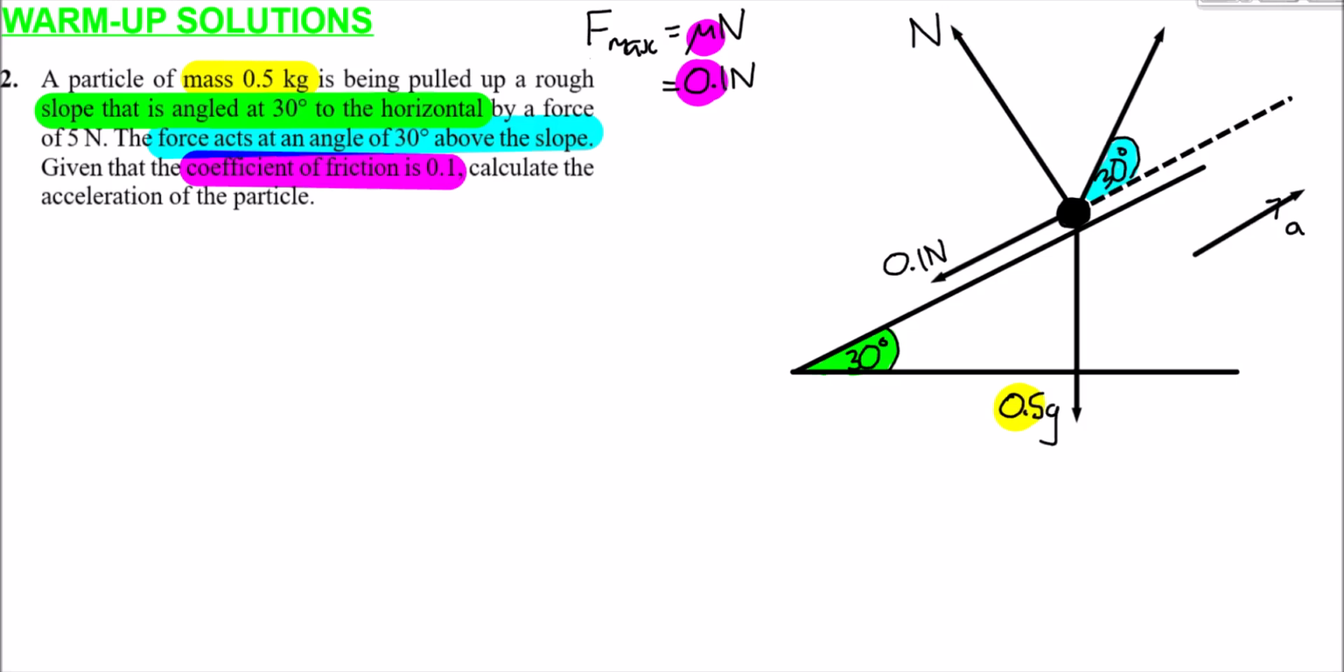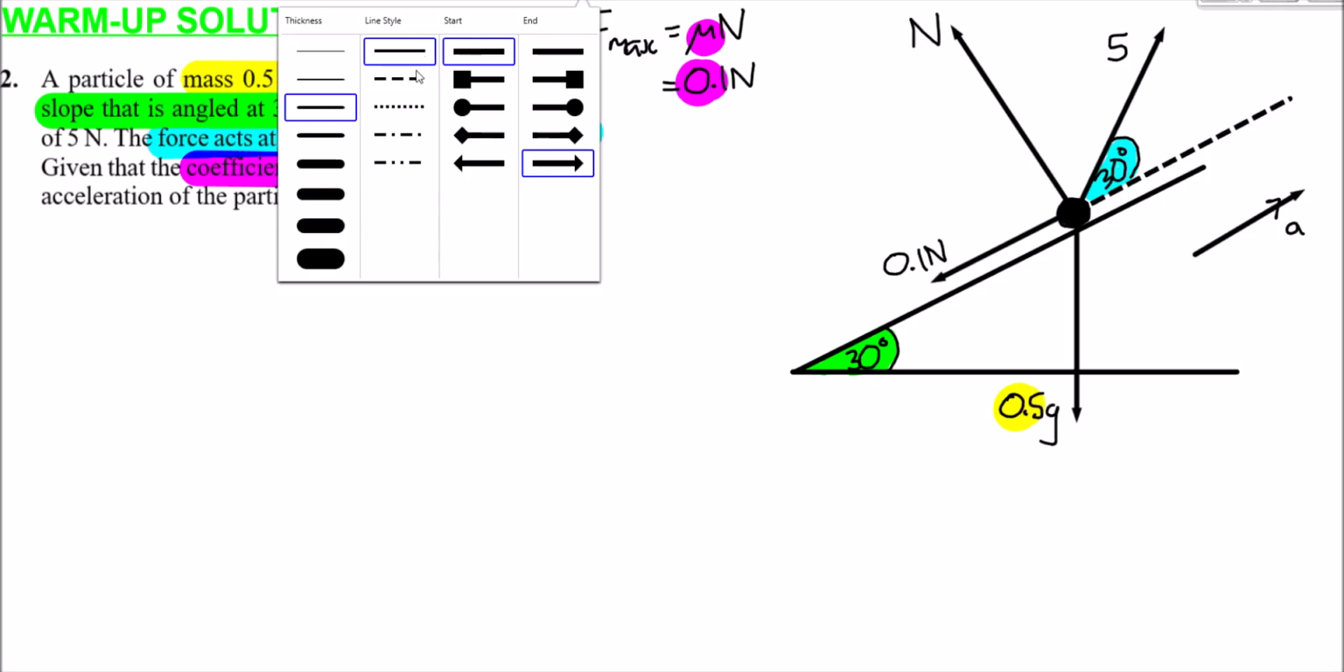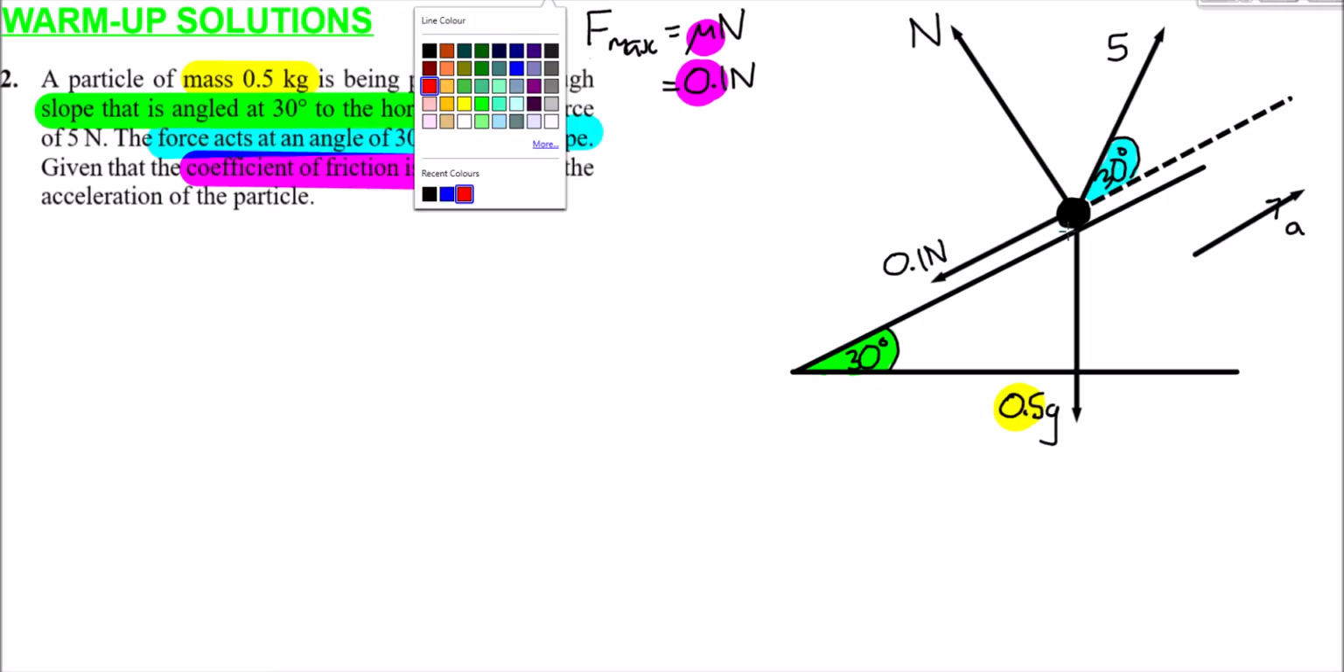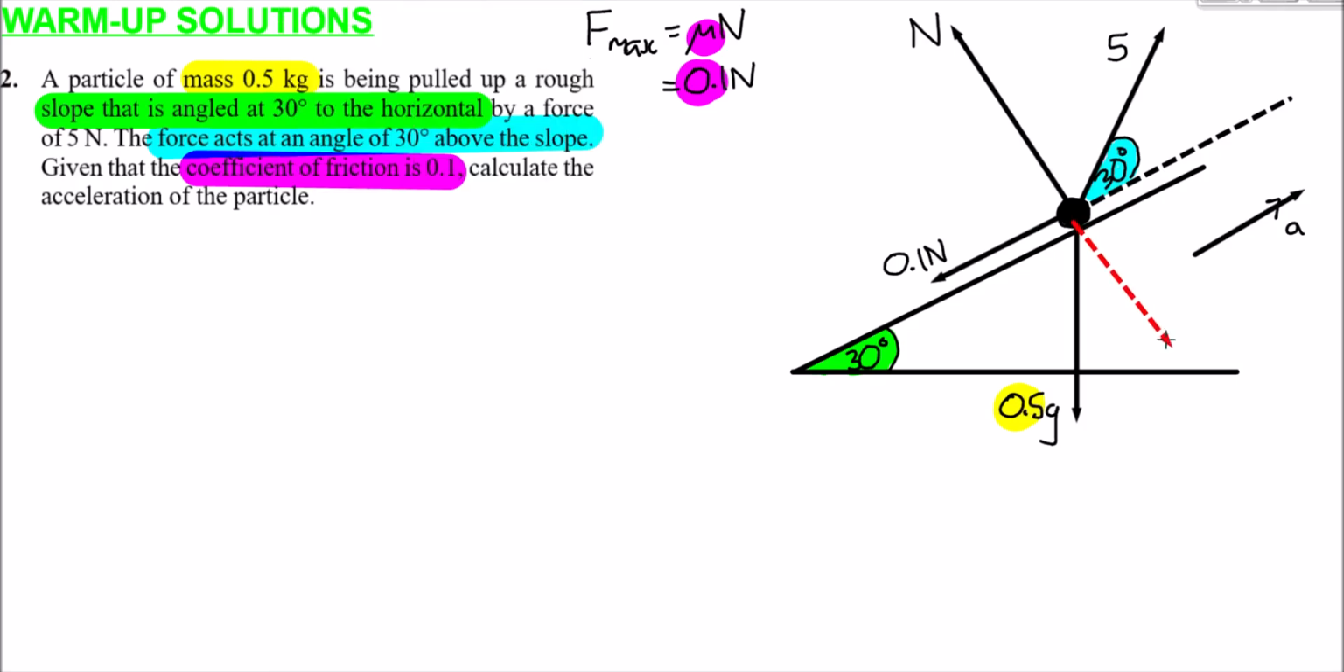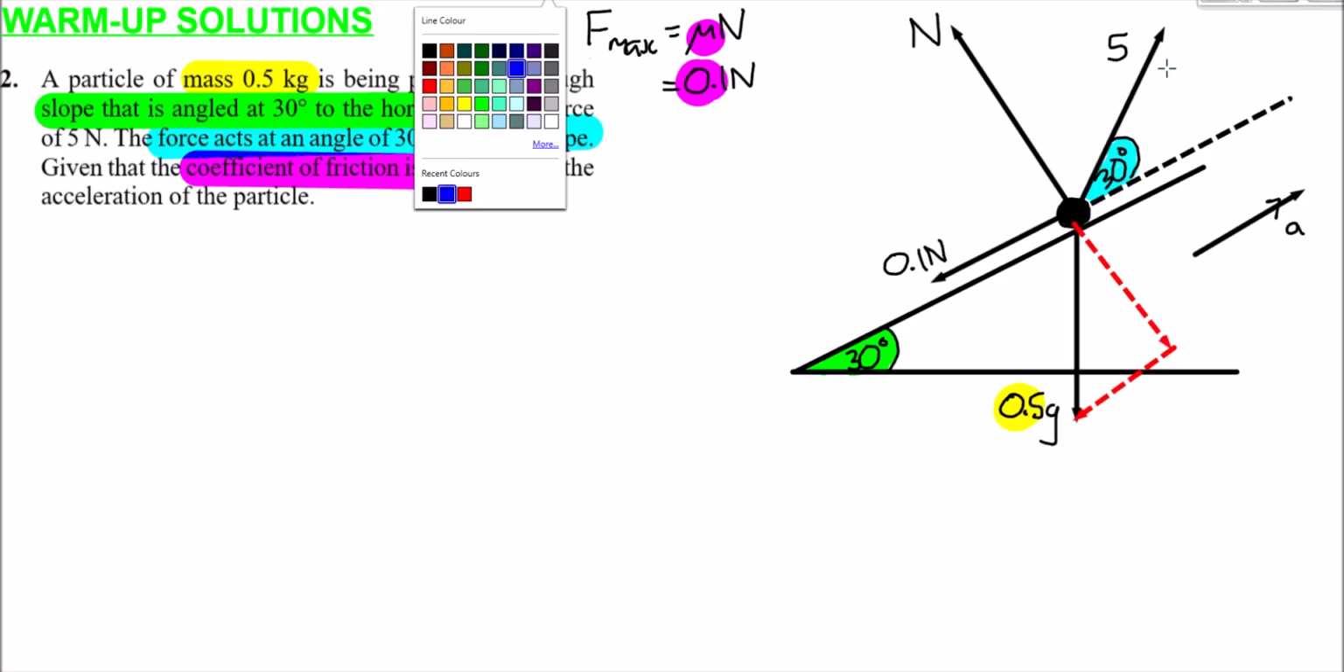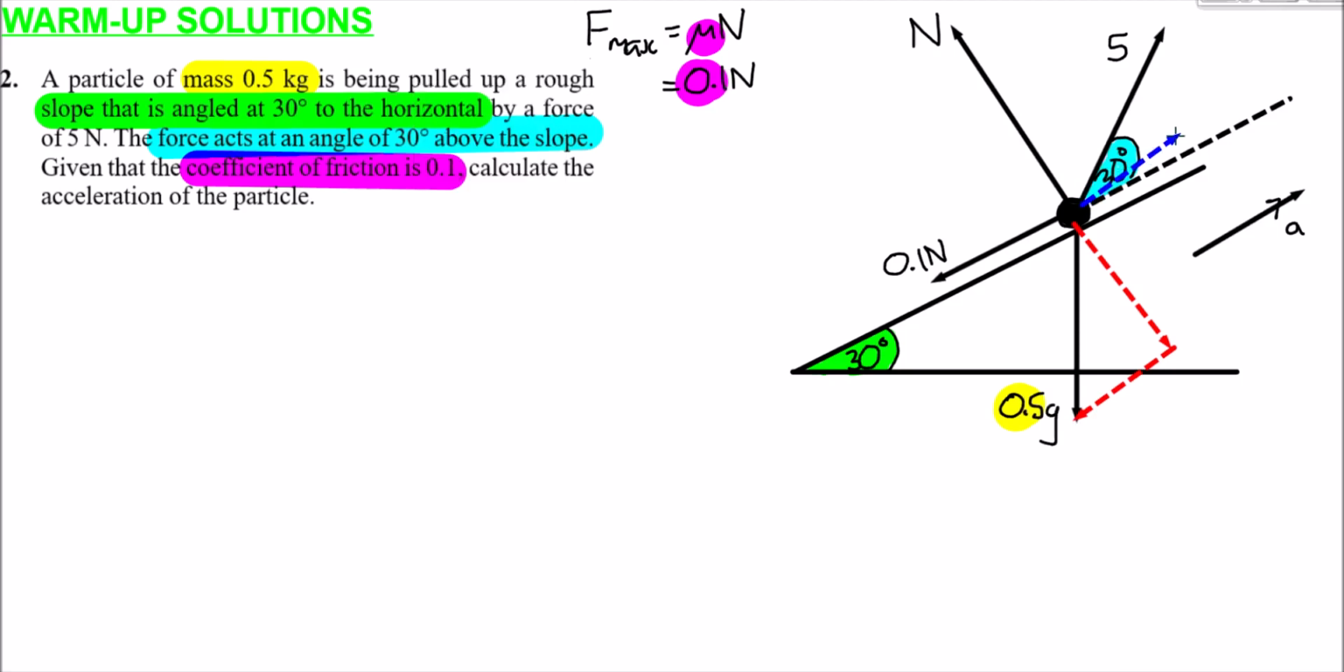So what we need to do here is to resolve perpendicular to and parallel to the slope. So we need to do this with the weight and also to this force, which is a 5 Newton magnitude. So if I just do the weight first and resolve this correctly and carefully, going perpendicular to the slope like so, and parallel, then the same with this 5 Newton force, going parallel to, and perpendicular, you just need to remember the basic ideas.